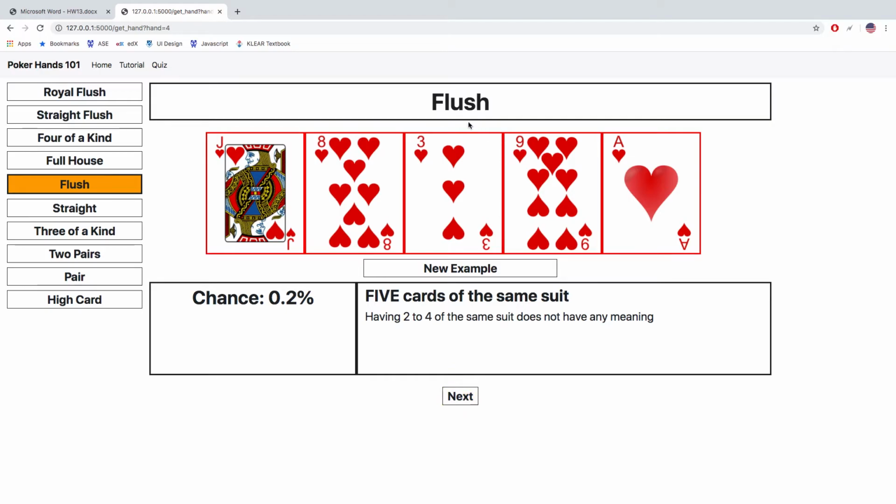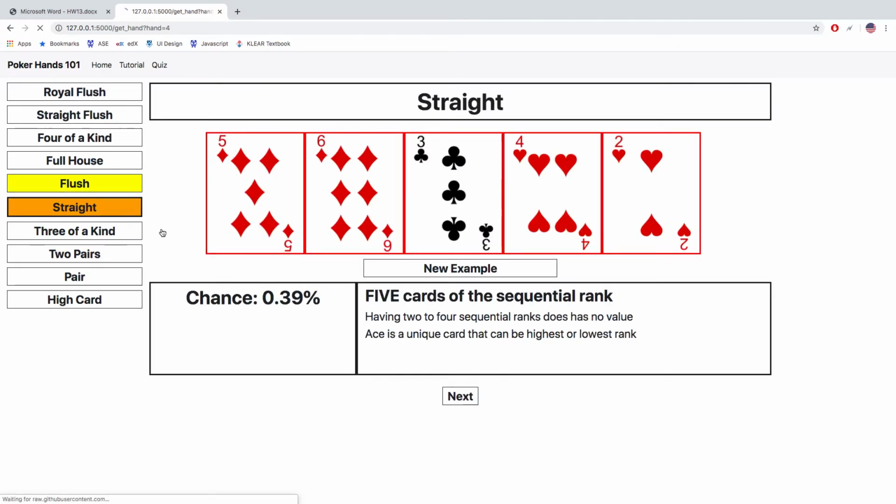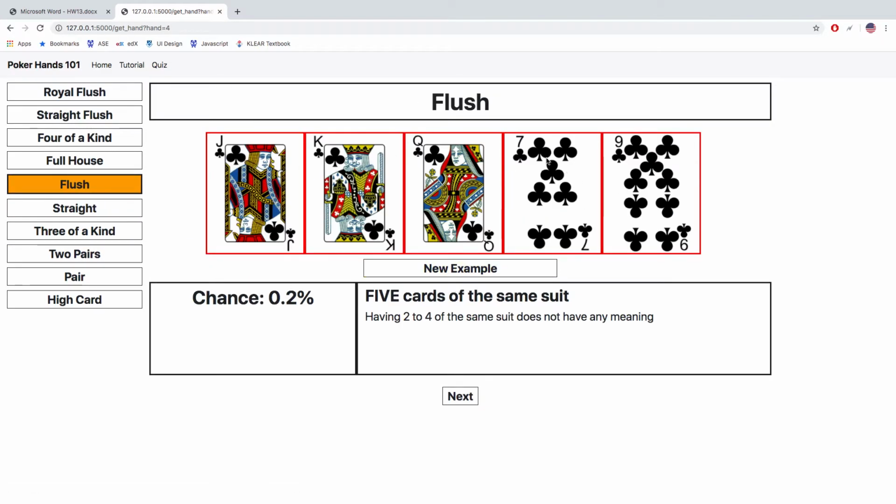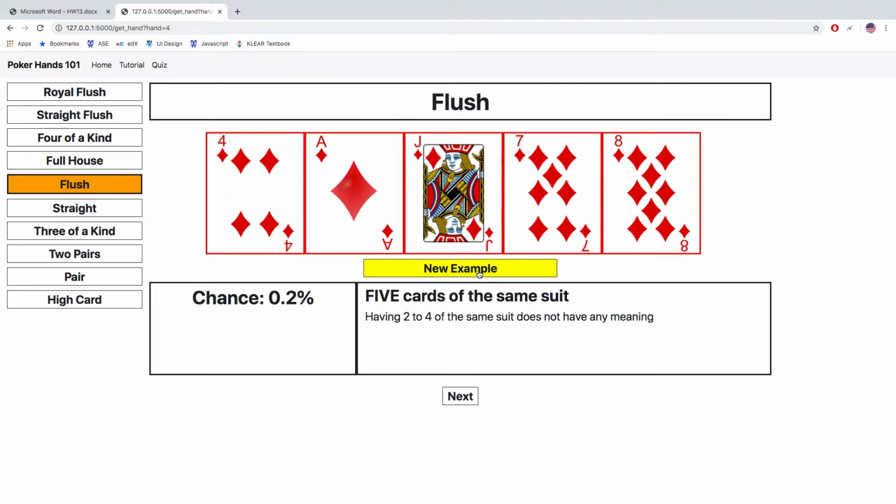Okay, next we have a flush. 5 cards of the same suit, so okay. The chance is still lower than 1%, and I believe it's lower than the one before because it keeps decreasing. Yes, it is, so it's even more rare to get this. Having 2 to 4 of the same suit does not have any meaning. Okay, so yeah, all 5 have to be the same suit.